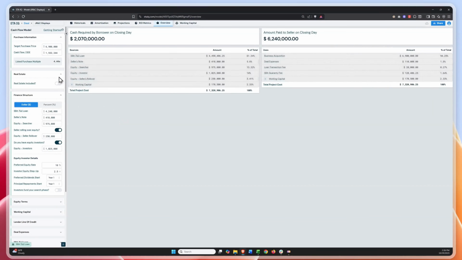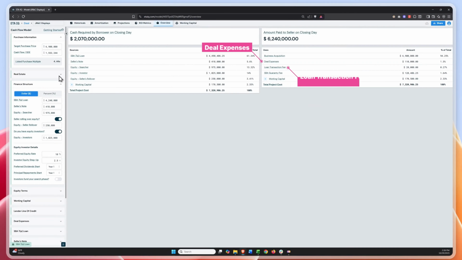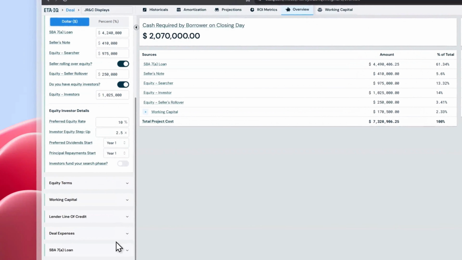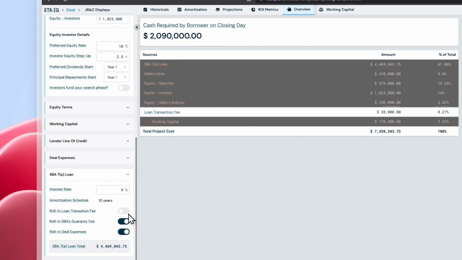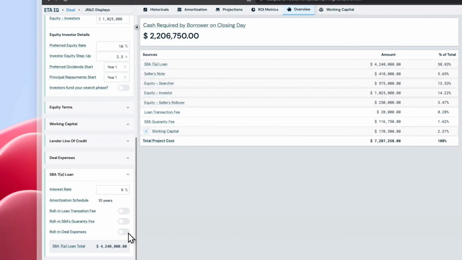Below that are deal expenses, loan fees, and if you're using an SBA loan, the SBA guarantee fee, which is based on the SBA's current fee schedule and calculated automatically. If any of those fees are rolled into your senior loan, the total loan balance will reflect that automatically. And if you don't roll them in, you'll see them itemized separately.